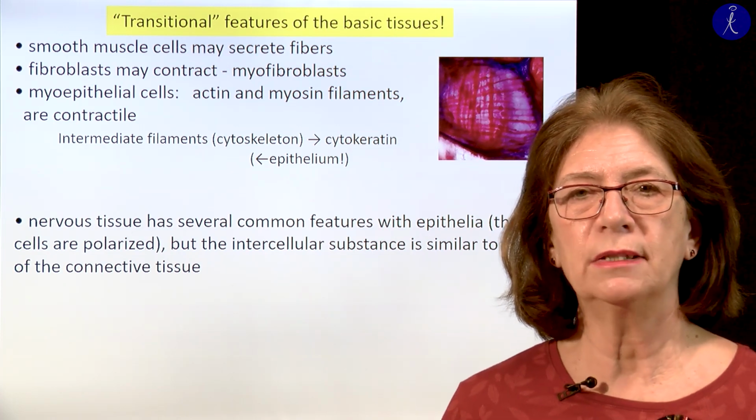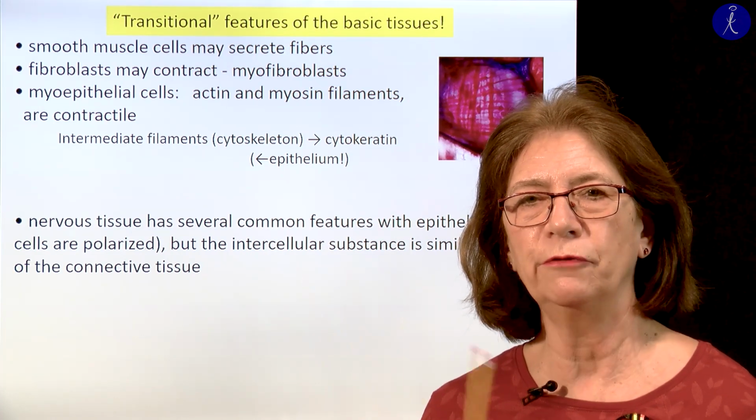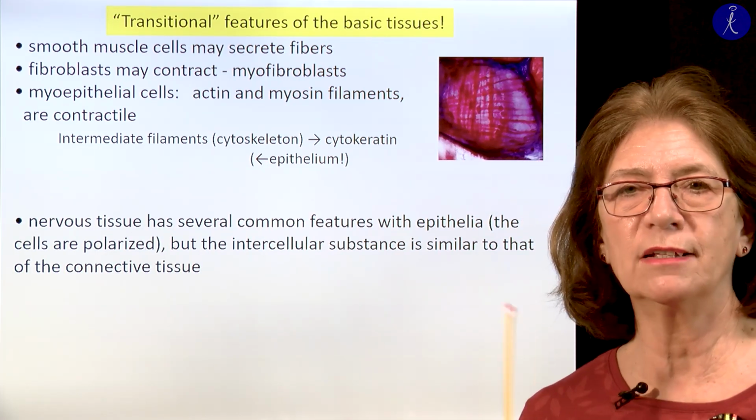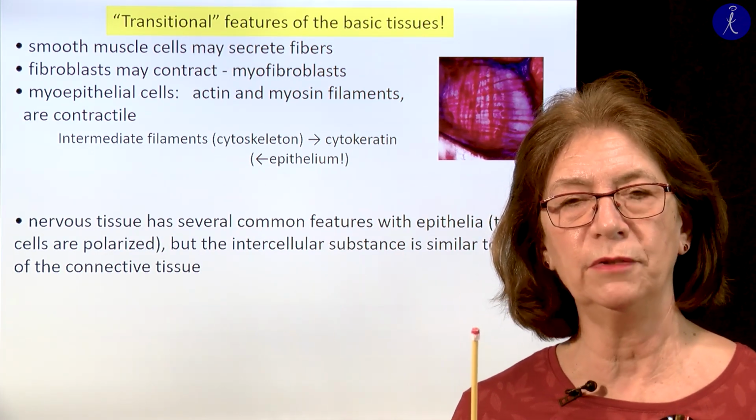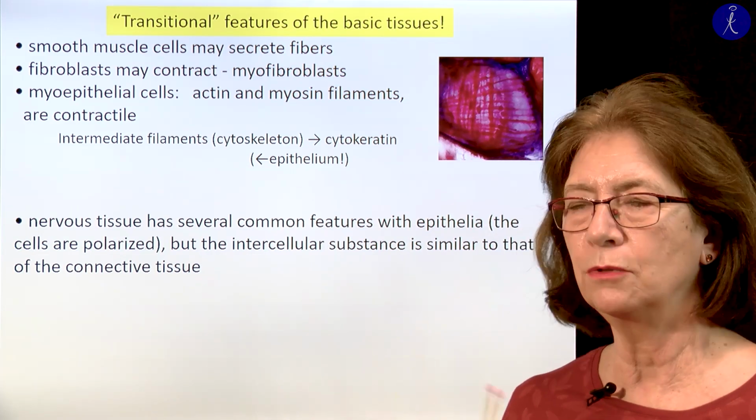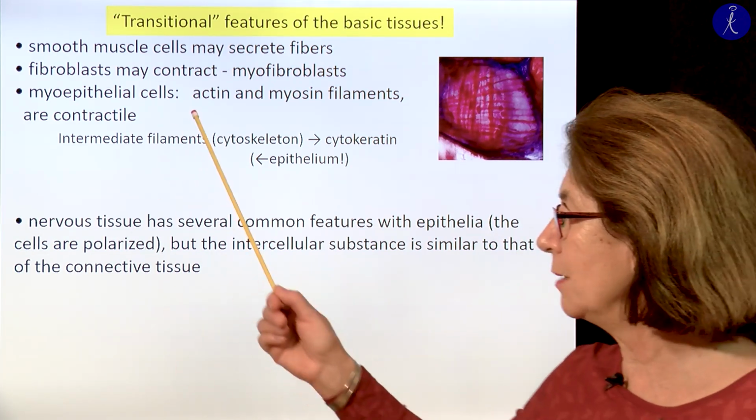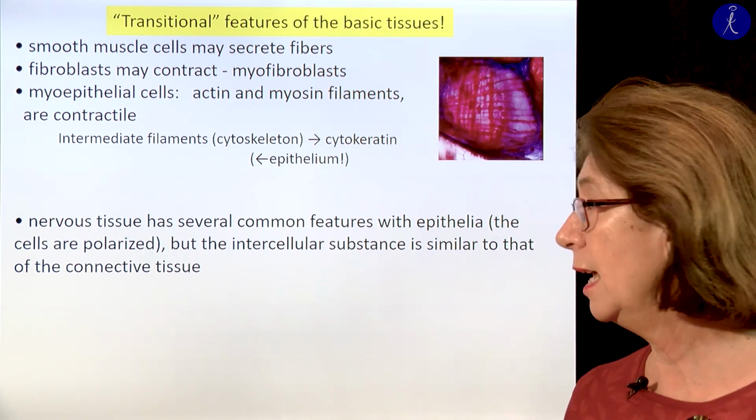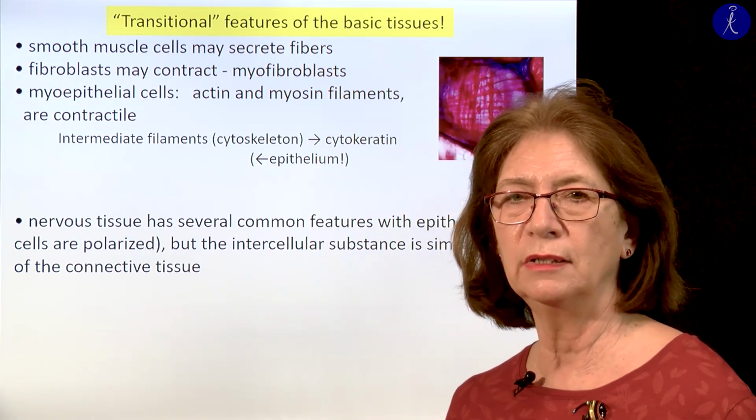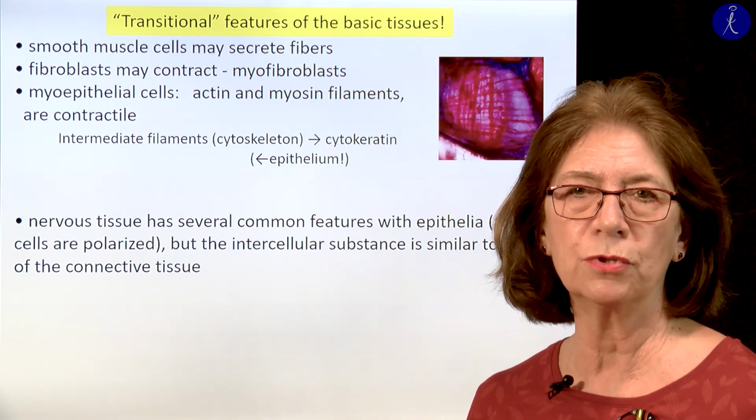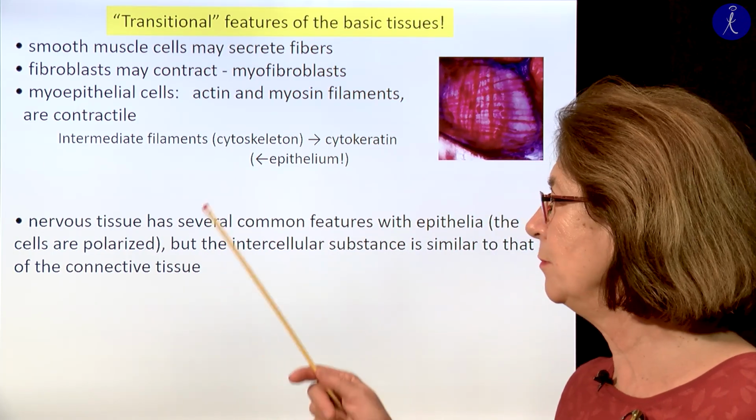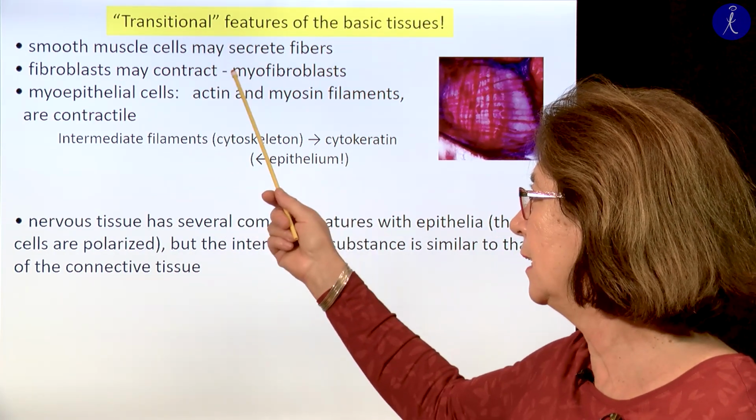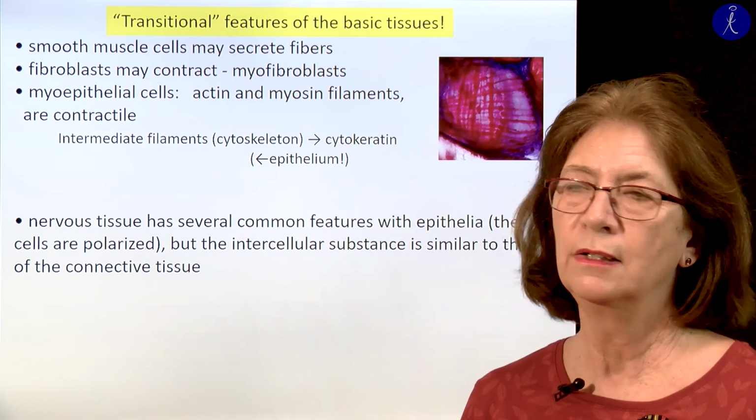Sometimes the tissues have kind of transitional features. If we speak about fibers, then we associate fibers with the connective tissues. That's absolutely good. But you must know that sometimes smooth muscle cells may also secrete fibers. And if you speak about contraction, then you associate that with muscle tissues, which is again correct. But sometimes the fibroblasts may have contractile elements, and then we call them myofibroblasts.